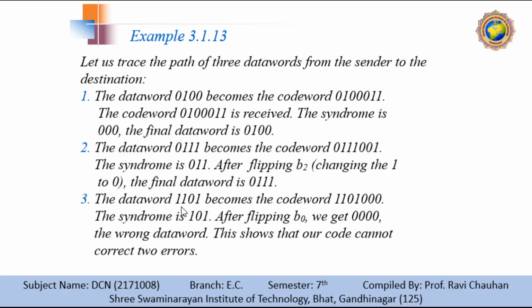The data word 1101 becomes a code word of 110100. The syndrome will be 101, and after flipping B0, we get 0000, a wrong data word. This shows that our code cannot correct two errors.